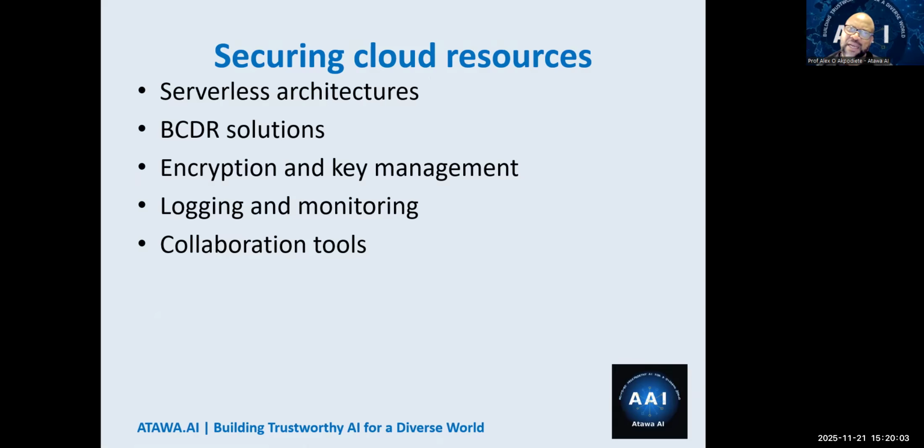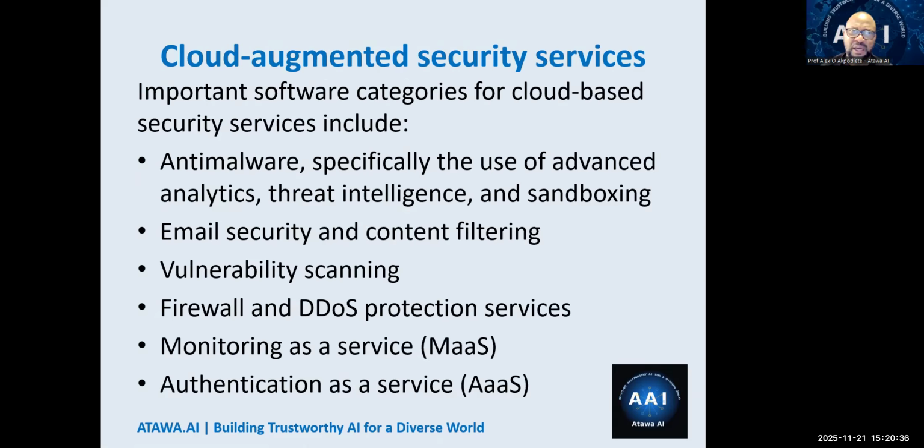So how do we secure our cloud resources? Of course, you need to think about BCDR, remember business continuity, disaster recovery, serverless architecture, encryption and key management, logging and monitoring, and some kind of collaboration tools. Now, if you're doing pen testing, cloud services is tough because you need permission from the cloud service provider, as opposed to on-premises, right? But maybe in your service level agreement or your contract with the cloud service provider, you need to have some kind of understanding about what they are doing to secure their environment, so that you can make sure your data with them, or your computing while you are in the cloud, is secure.